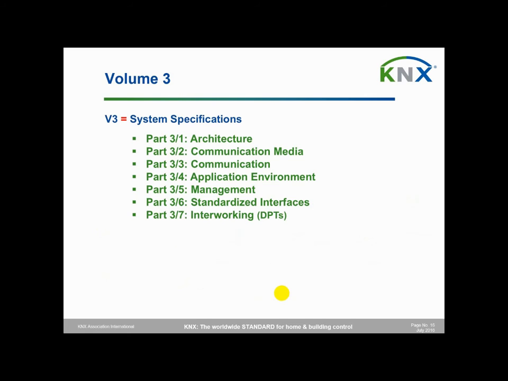Okay, then part 7 is about interworking. It contains information about the data point types. There are 3 chapters here. That's the chapter 1 about the interworking model. Just explains it.